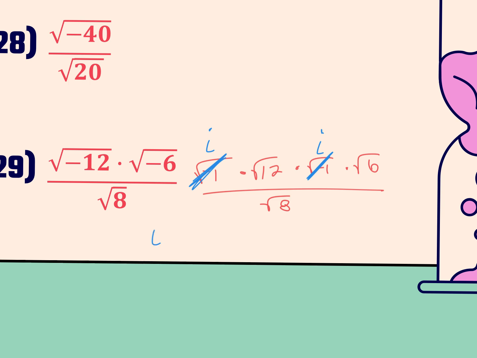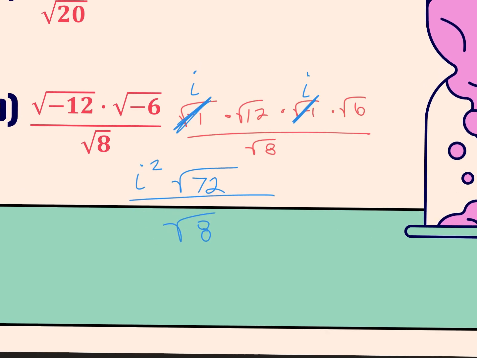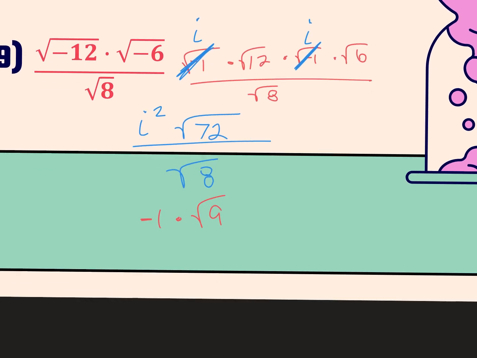So I have i squared times the square root. Multiply the top. What's 12 times 6? 72. Okay. Over the square root of 8. What can I replace that i squared with? Negative 1. Good. So negative 1 times. And then what can I do with 72 and 8? Can I divide those? What's 72 divided by 8? So when I simplify this, guys, what is the square root of 9? 3. And I times it by negative 1. So my answer here is negative 3.